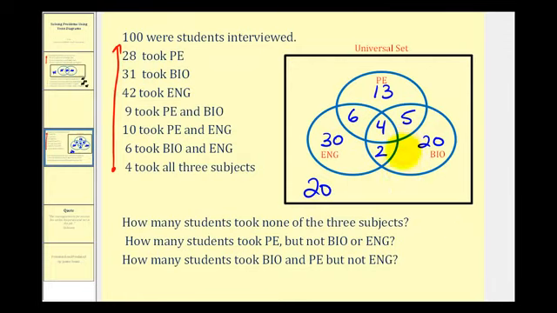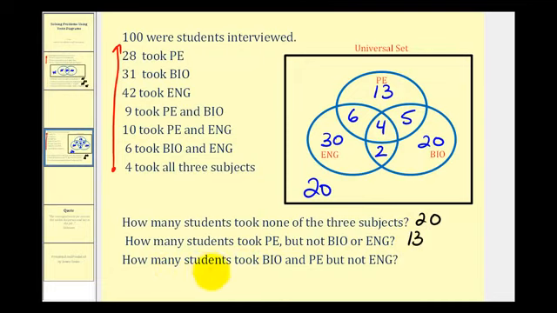Now that we have the Venn diagram completed, we should be able to answer all of these questions. How many students took none of the 3 subjects? Well, that would be 20. The students that are not in any of these regions here. How many students took PE but not biology or English? Another way to say this would be how many took just PE, which would be these 13 students.